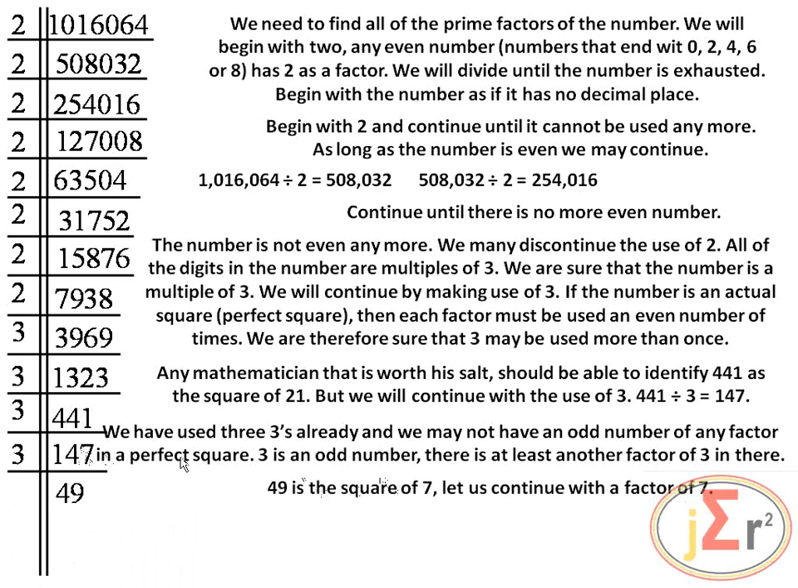And we are done, but we'll just continue an easy route all the way downhill, because 49 is the square of 7. Let us continue with a factor of 7. 7 into 49 is 7. Then we have a 7 alone. 7 into 7 is 1. And we are done.